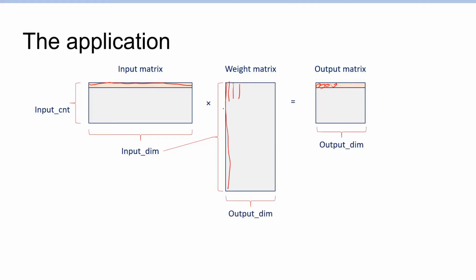The width of the weight matrix is output dim, because the width of the weight matrix represents how many columns will be in the output matrix. So this is the same, output dim and output dim. Basically, what the application does is multiply these two input and weight matrices to generate the output matrix. That's it. Because there are input count rows in the input matrix, there will also be input count rows in the output matrix.